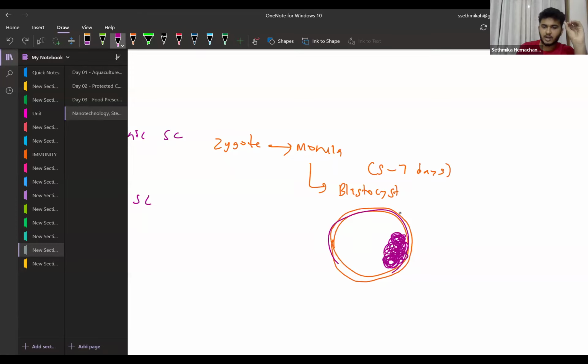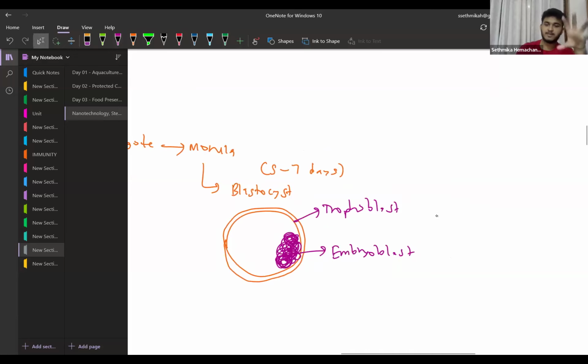We call this the outer cell mass, and the inner portion is called the inner cell mass. And later on, we call this the trophoblast, and this is called the embryoblast. When going to medicine, you will learn that this trophoblast forms two more called the syncytial trophoblast and the cytotrophoblast, and the embryoblast forms two more called the epiblast and the hypoblast.